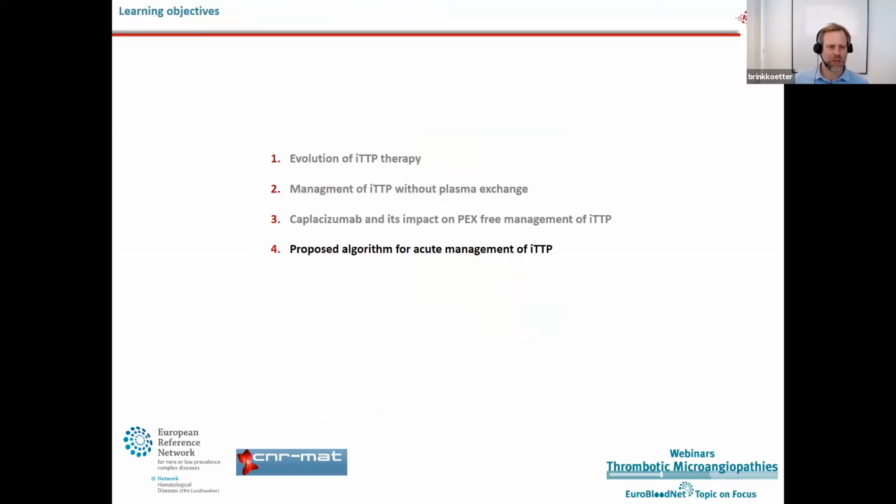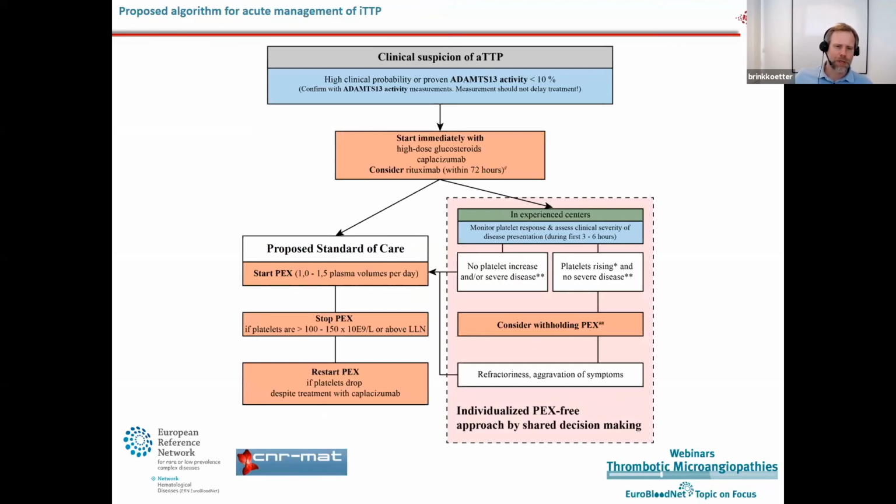Which now brings me to my last point, a proposed algorithm for acute management of immune-mediated thrombotic thrombocytopenic purpura. First, I think it's essential to make the correct diagnosis quickly. And this includes, from my point of view, the measurement of ADAMTS13 activity within 1 or 2 days. I'm well aware of the current situation and the limited availability of ADAMTS13 testing, but we have to improve this.